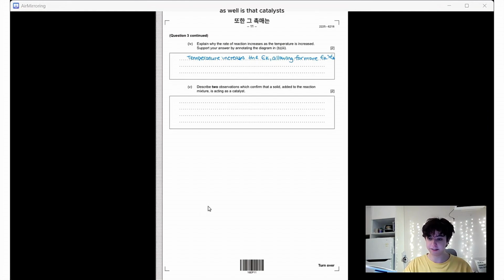A catalyst provides an alternative pathway to allow this reaction to go faster. And it says a solid is acting as a catalyst. One of the big things in an overall equation, in a multi-step reaction, which SL students aren't required to know, is that whenever you have step 1 and step 2, your catalyst goes into the reaction, but then it is regenerated. Your catalyst is always regenerated. It always comes back out of the reaction.